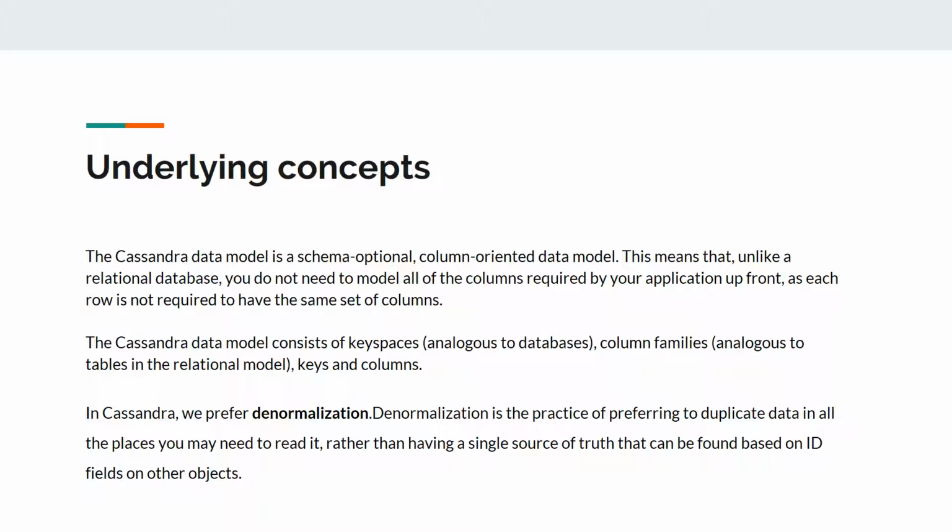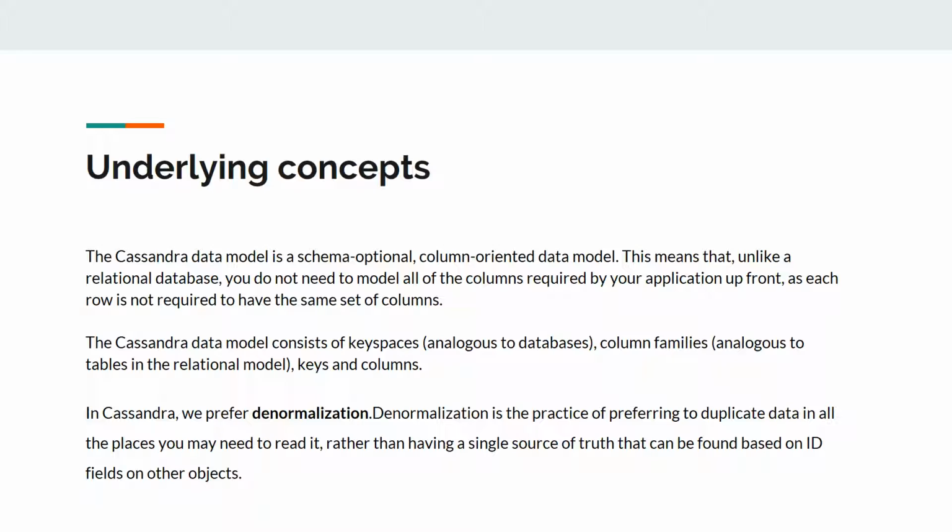The underlying concepts of Cassandra are these. When you're designing the schema for a relational database, the primary thought on your mind is what's the best way to store this data. But with Cassandra, your dominant concern should be how am I going to query this data? Given Cassandra's data structure, writes are incredibly cheap, but reads are expensive.